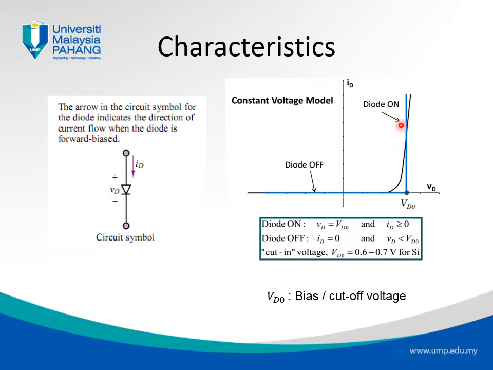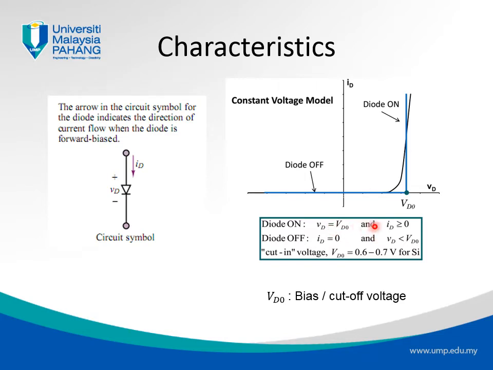This is the real curve, a more accurate curve, but usually in order to just model the diode for utilization, we say that the current will cross the diode once it attains VD0, what we call bias voltage or cut-off voltage, right? So how much is VD0? VD0 for silicium is between 0.6 and 0.7. Usually we just take the value of 0.7 volts.